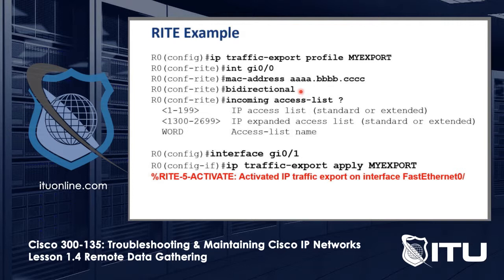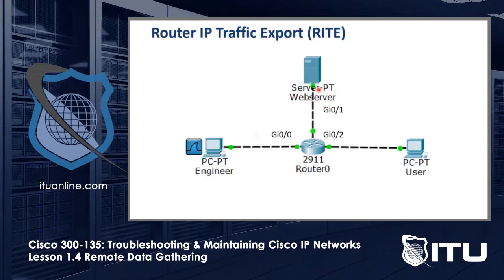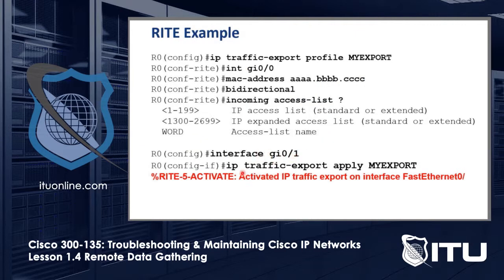If you want it to be both send and receive, then we need to say bidirectional, because by default it's only the incoming stuff. And then if you want, you can create an access list. So we can say incoming access list. We can make up an access list if we want to limit what we're capturing by access list. Now once we've set this up, we'll have to go to gig 0/1. Let's go back. Here's gig 0/1. That's the one connected to the person of interest, the web server. We go to gig 0/1, we say IP traffic-export, apply this profile that we created before.